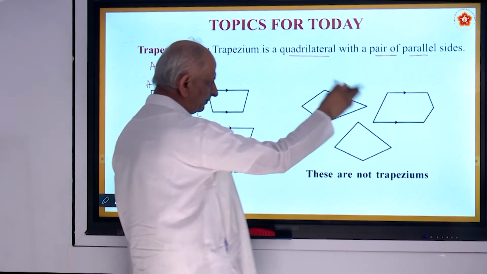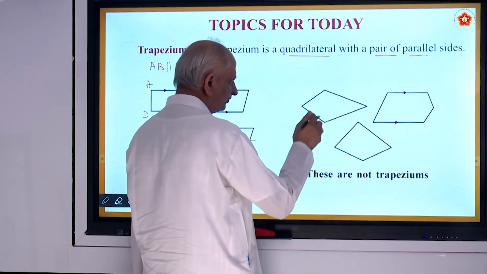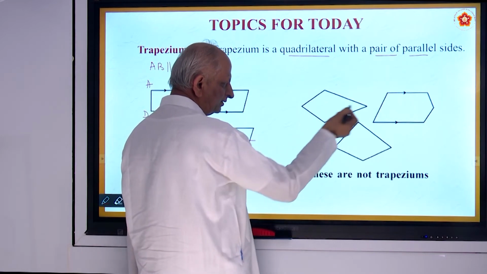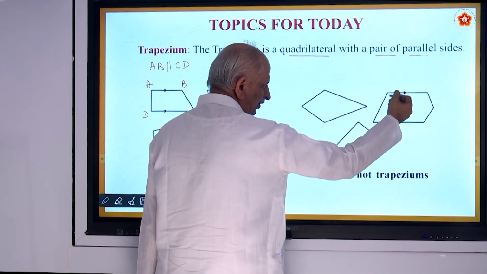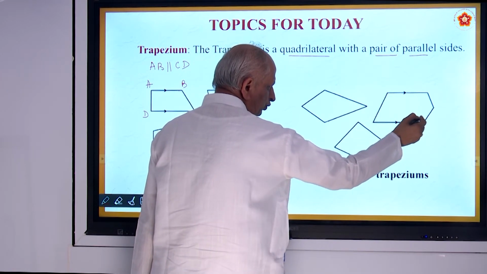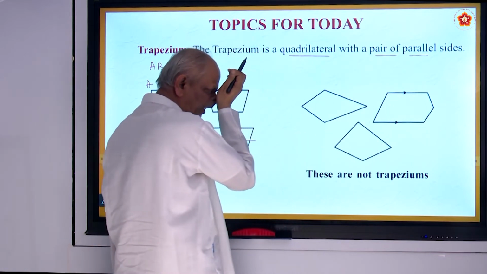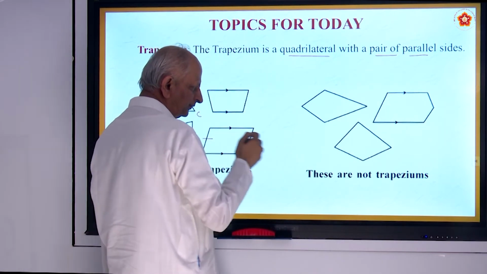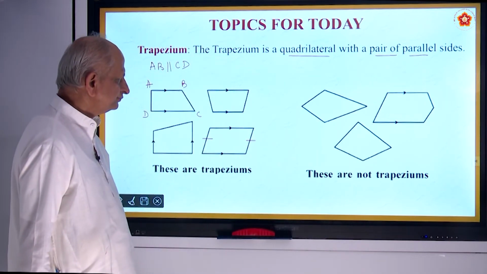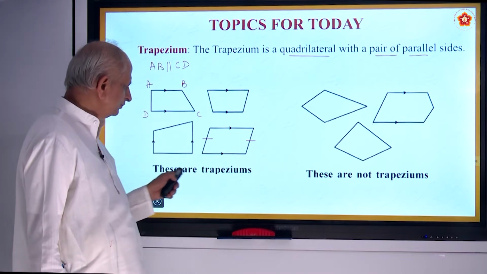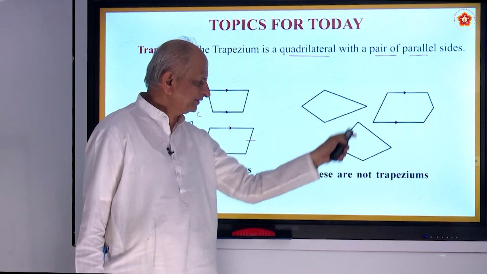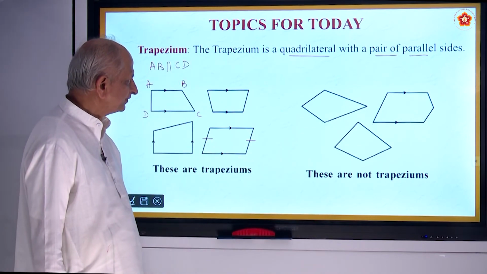These are not trapeziums. Why they are not trapeziums? There are no parallel sides here. So, these sides are not parallel. Here, even though it is parallel, the sides are more in number. So, 1, 2, 3, 4, 5. 5 sides are there. So, it is not trapezium. Here, there are no parallel sides. That is why when you say something, correct, you should also know when it is not correct. This is not correct, or they are not trapeziums.